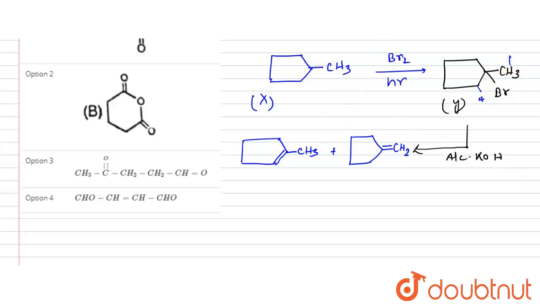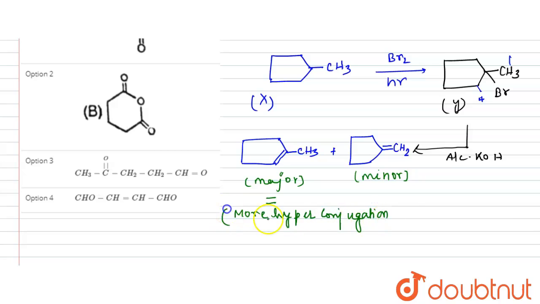Now among these two alkenes, we all know that this is the major product and this is the minor product. Why the first one is major product? Yes, this is major product because of the more hyperconjugation. We know very well that here more hyperconjugation occurs, so it becomes stable, right? Because you can see how many hydrogens here. Here you have 2 hydrogens, then here you have 3 hydrogens, and then here you have 2 alpha hydrogens.